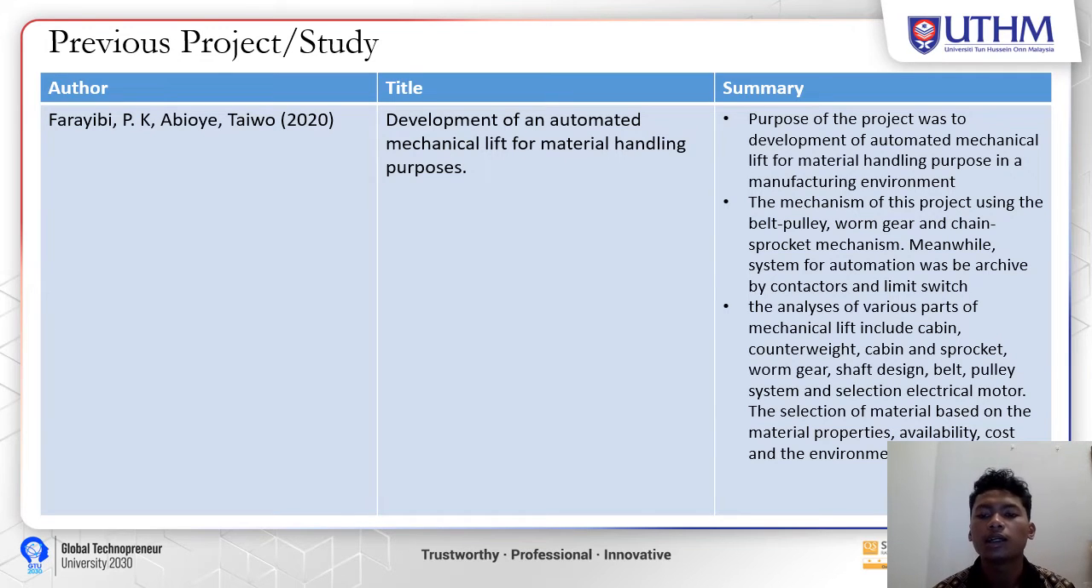Third is the analysis of various parts of the mechanical lift, including cabin, counterweight, cabin sprocket, worm gear, shaft design, belt, pulley system, and the selection of electrical motor. The selection of the material is based on the material properties, availability, cost, and environment.